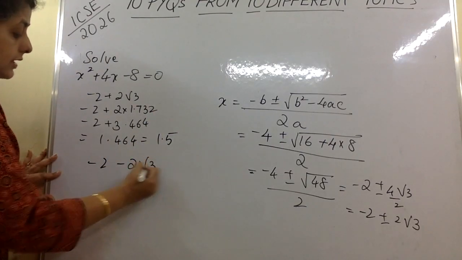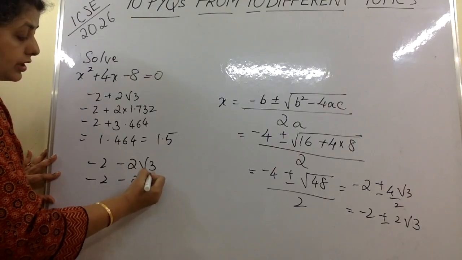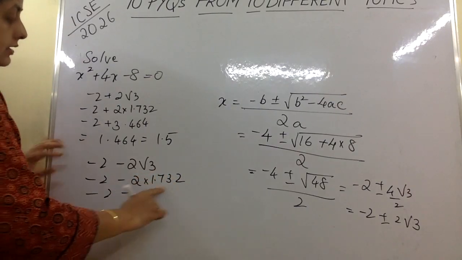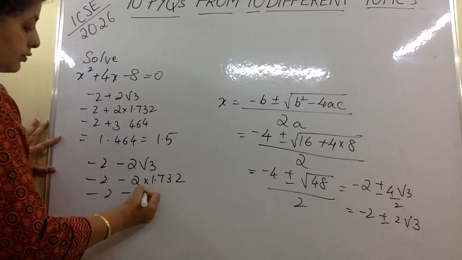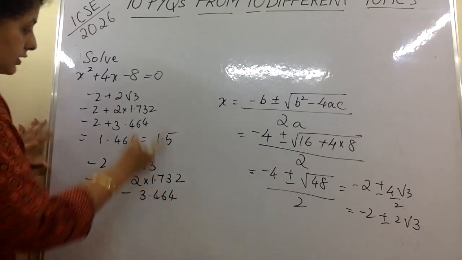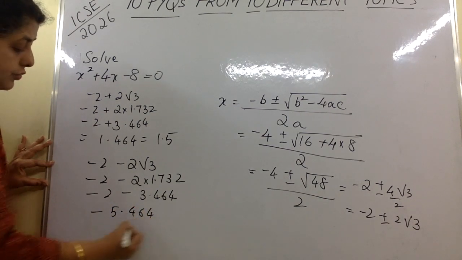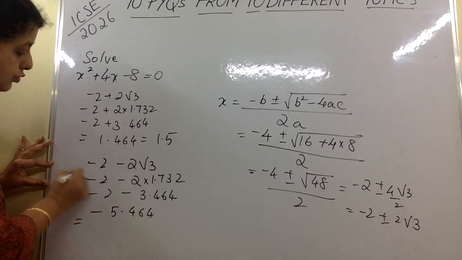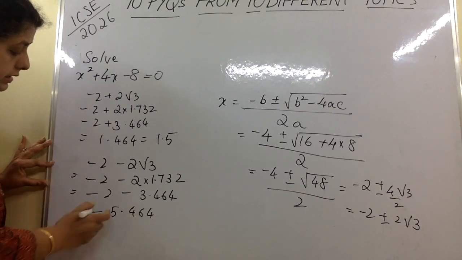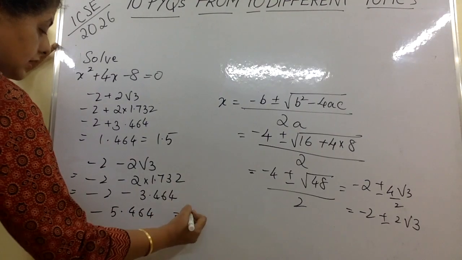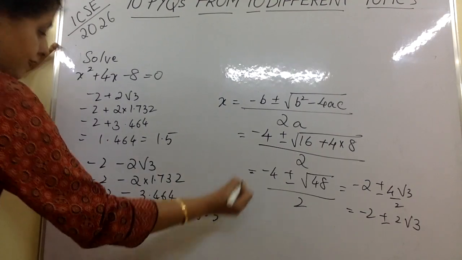Now we go for the second one, similar way, -2 minus 2 into 1.732. No time to waste here, just put this value 3.464 because you have once already multiplied, so -5.464, which is equal to, if I round off, I get -5.5.